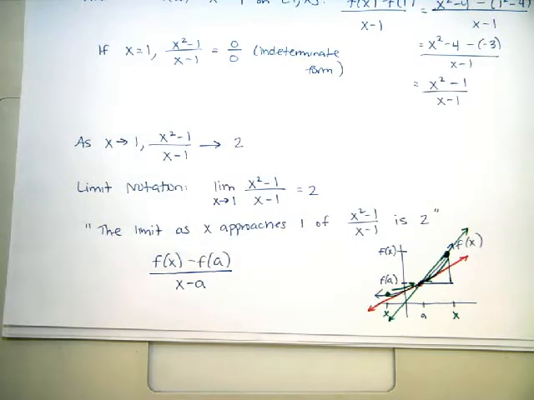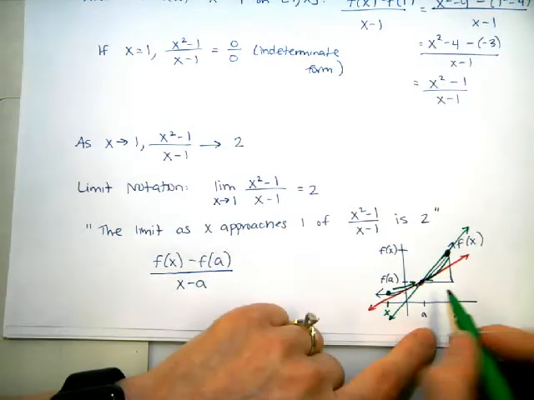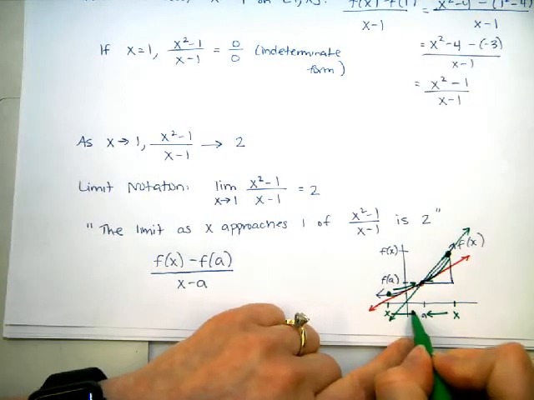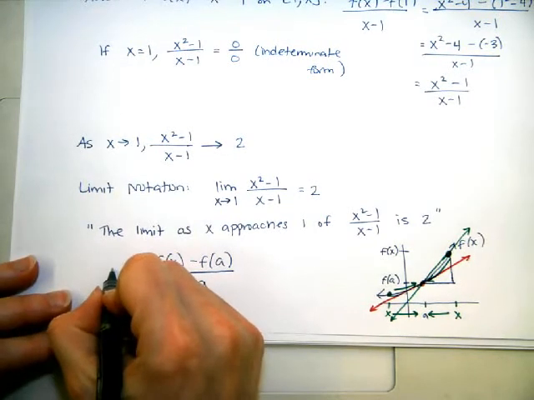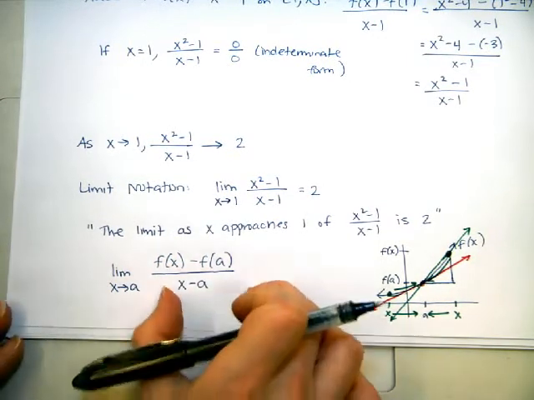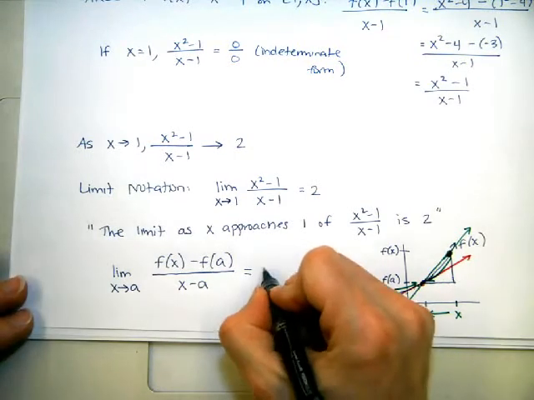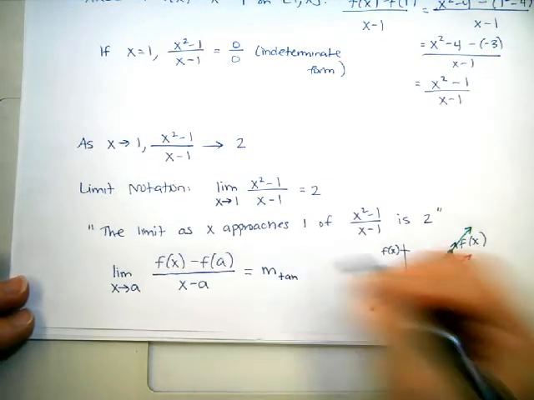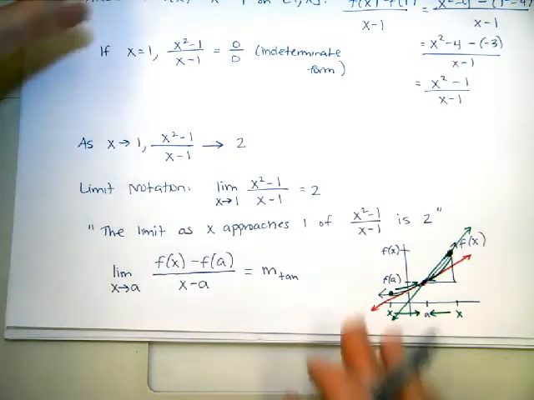In order to make this a tangent line, we want that x point to get closer and closer to the a point. We have new notation for that. So I can write the limit as x approaches a of this thing is going to give us our slope of the tangent line. I'm going to go ahead and write that as m sub tan. That's the slope of the tangent line. I think your book uses this notation.